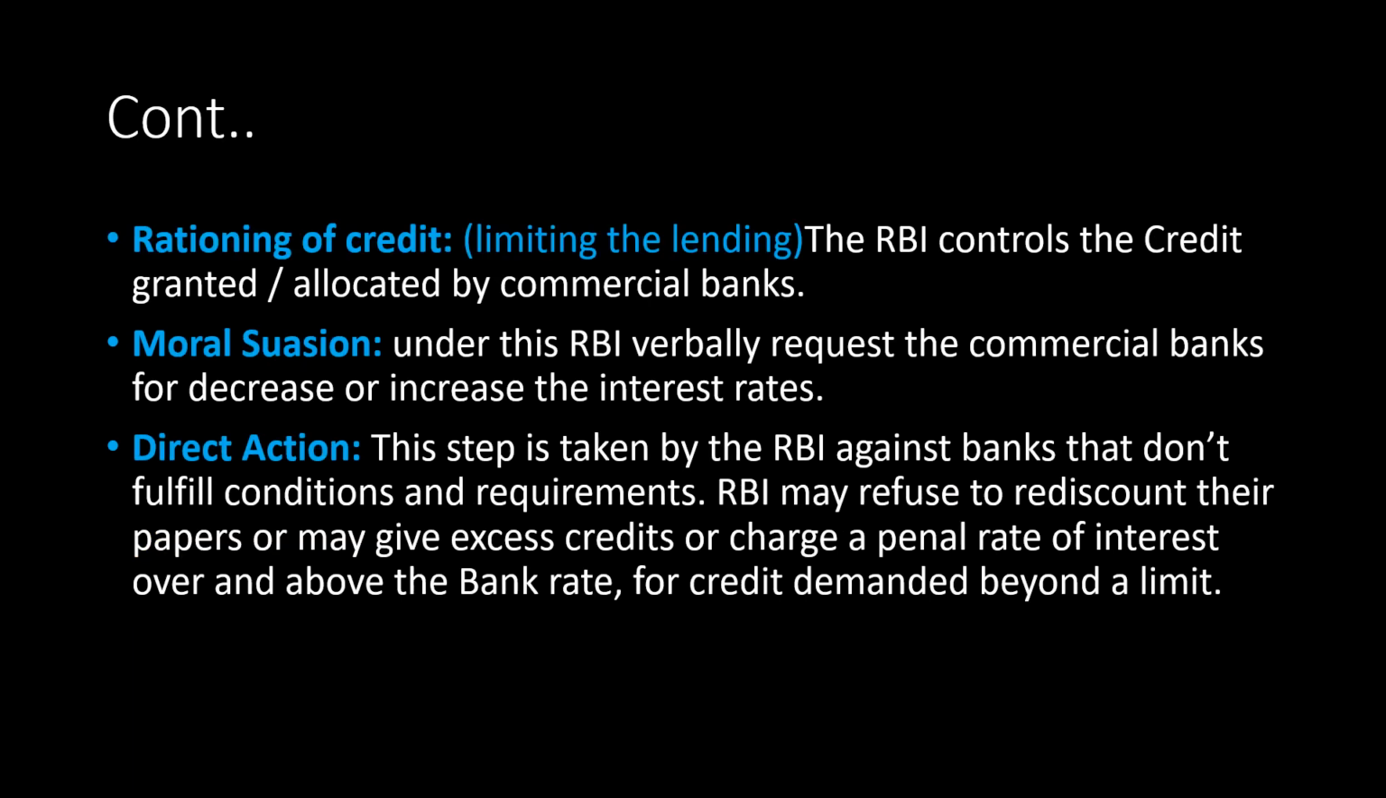Then rationing of credit, that means limiting the lending. Commercial banks sometimes give more loans, so limit that to control the money supply. To limit that lending, RBI controls the credit granted or allocated by the commercial banks.